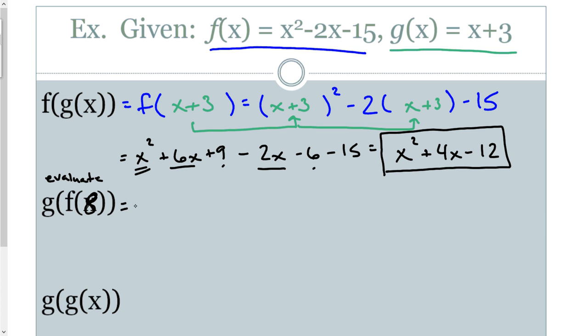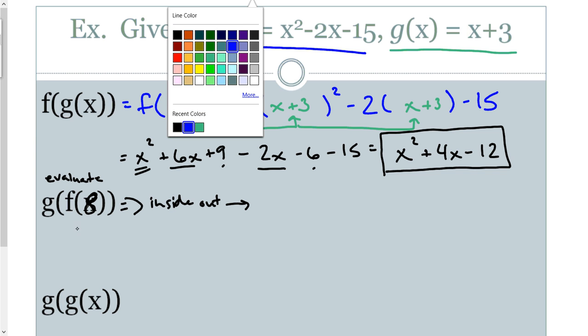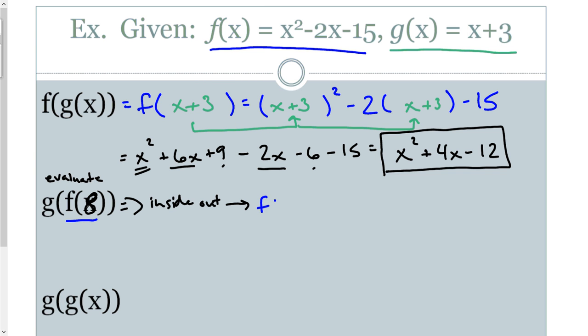So I'm going to decide to go inside out. Why am I choosing to do inside out? Well, because I think it's easier. Also, we haven't already done g of f, so the work that we did up here is not going to help us evaluate this any faster. So we're just going to go inside out. First, I'm going to figure out what f of 8 is. That'll look pretty much like what we did above, just without letters and only the number 8. So this is going to be 8 squared minus 2 times 8 minus 15.